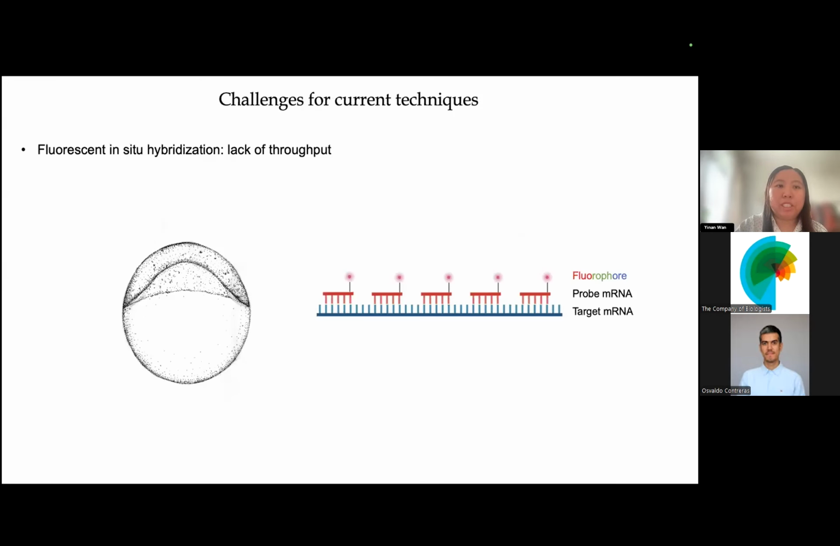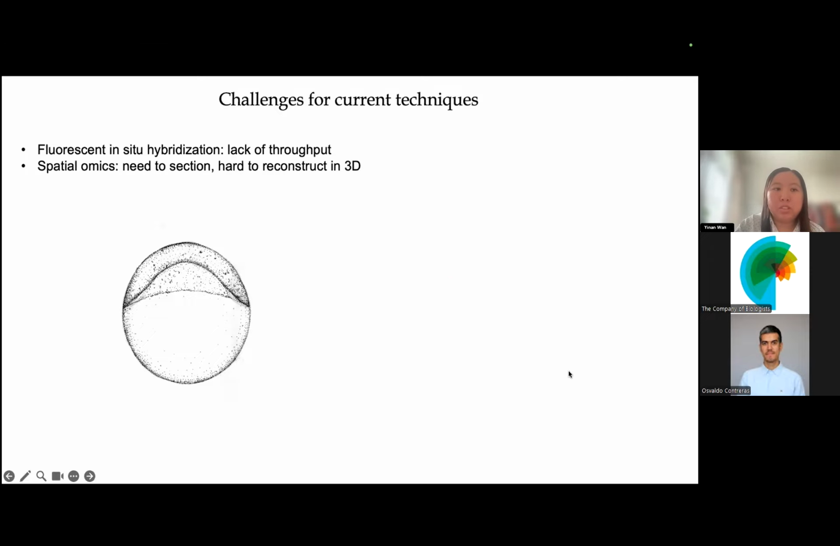Traditional methods like fluorescent in situ hybridization can characterize gene expression in whole embryos, but they lack throughput because the number of genes you can probe scales with the number of fluorophores you can put into the system, usually no more than 3 to 5. With the advancement of spatial omics technologies, it becomes increasingly feasible to profile genes at large scale. But as far as we know, all of the commercially available methods rely on sectioning the samples into thin slices, which sacrifices the coverage and makes the data very hard to reconstruct in 3D.